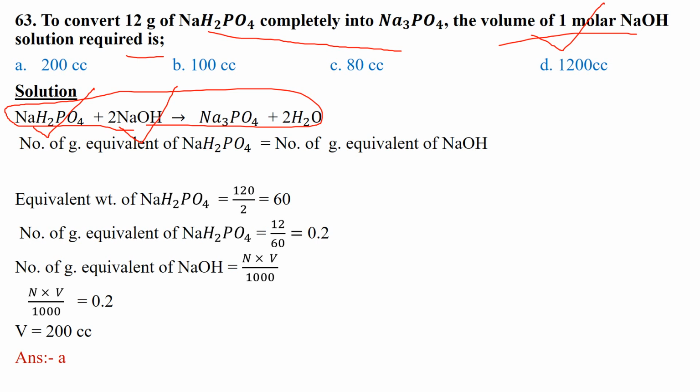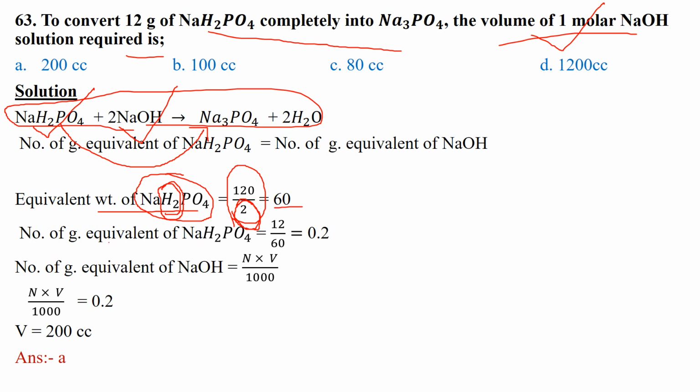So the equivalent weight of sodium dihydrogen phosphate is equal to 120/2. 120 is the molecular weight of sodium dihydrogen phosphate, and 2 is the number of replaceable hydrogens. How many replaceable hydrogens? 2, right? According to this equation, 2 hydrogen atoms are replaced, right? So 120/2 is equal to 60.